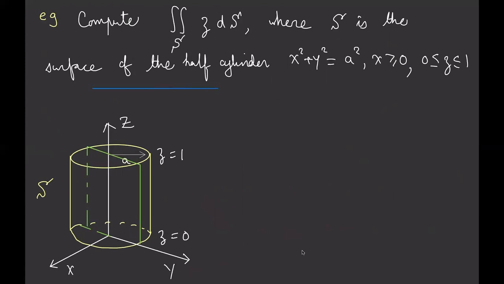Let's do another example where we're trying to calculate an integral of z ds. So now we actually have a function here, where S is the surface of the half cylinder. What does that mean? Half cylinder x squared plus y squared equals a squared.